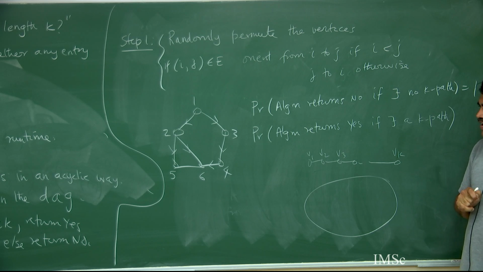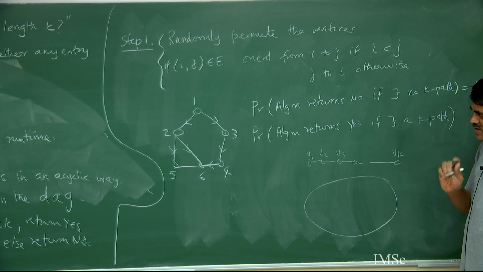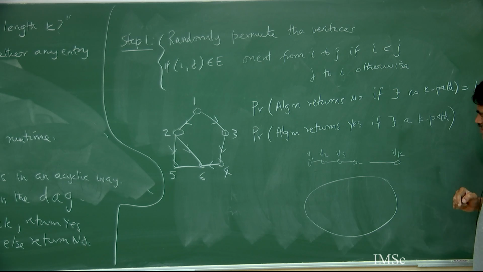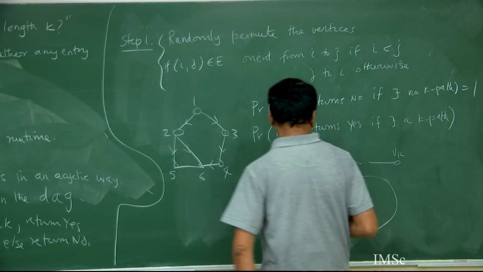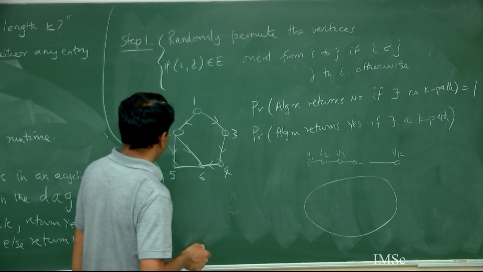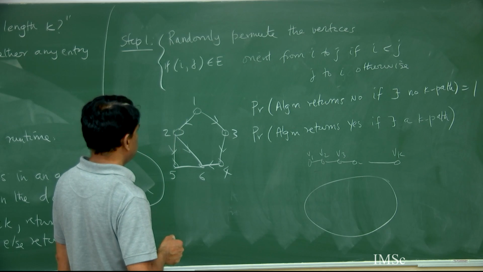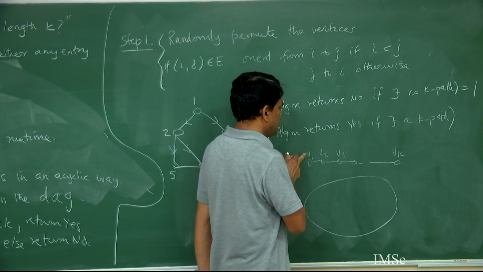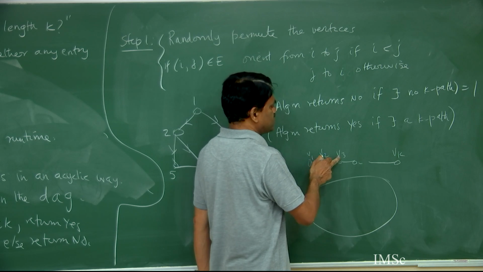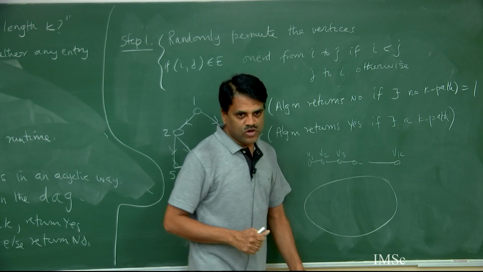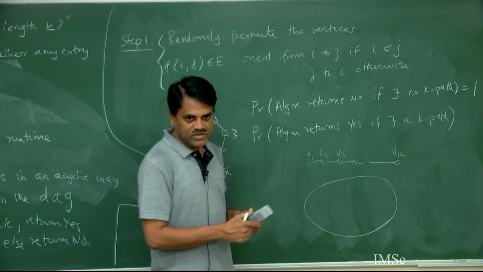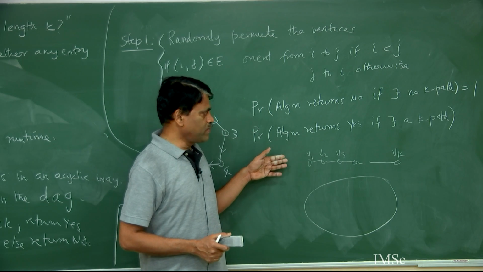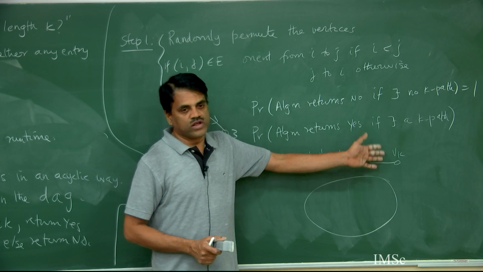Okay. So, always this is the crucial step. So, let us carefully analyze this. What is the probability that this survives? Well, I always orient from smaller vertex to larger vertex. So, what is the probability that V1 is less than V2, less than V3, less than Vk? So, these vertices get some labels. What is the probability that it is in this order?